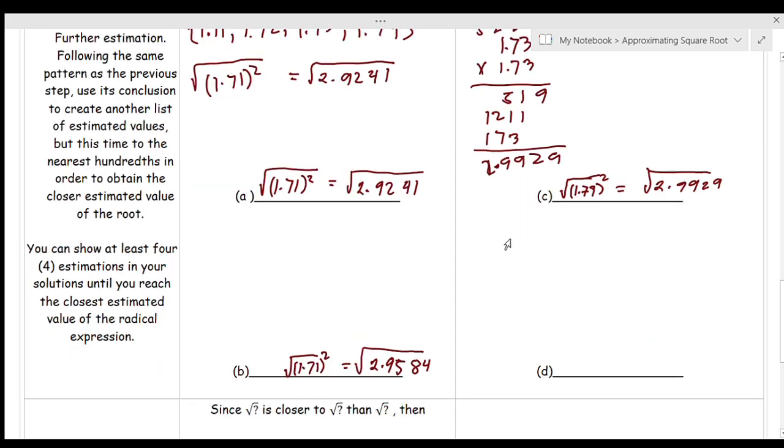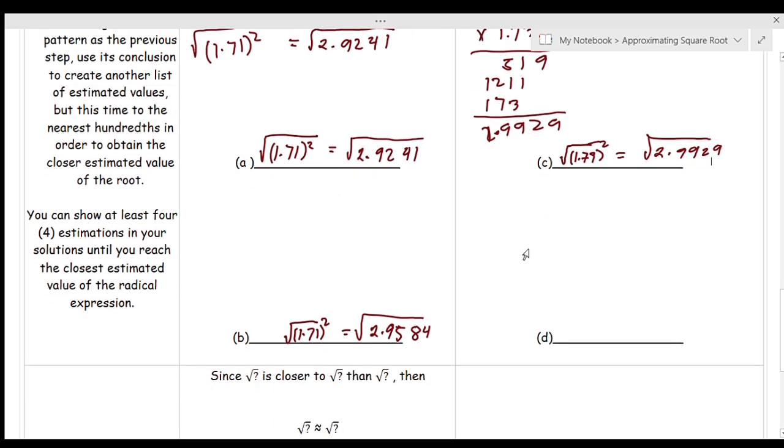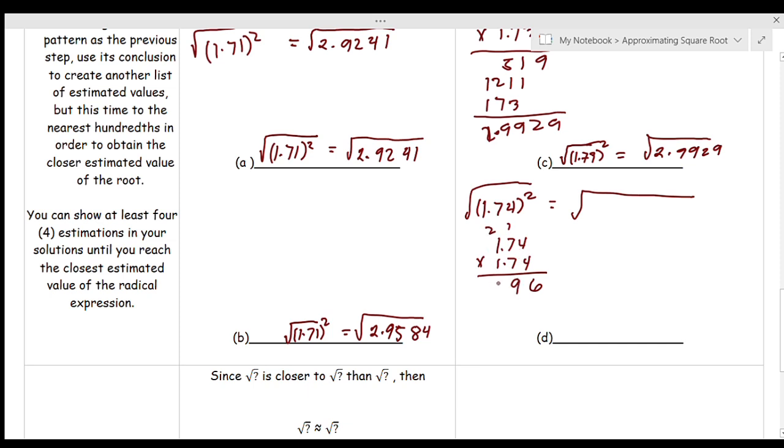Last, we have 1.74. 4 times 4 is 16. Then we have 7 times 4 is 28 plus 1, 29. And 4 times 1 is 4 plus 2, that is 6. Then we have 7 times 7 is 49 plus 2, 51. So we have 7 times 1 is 7 plus 5, that is 12. Next, we have 1 times 4 is 4, 1 times 7 is 7, 1 times 1 is 1. Then we add, and we have 6, 7, 0, 3.